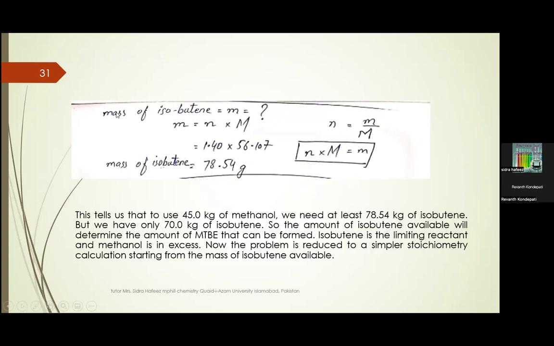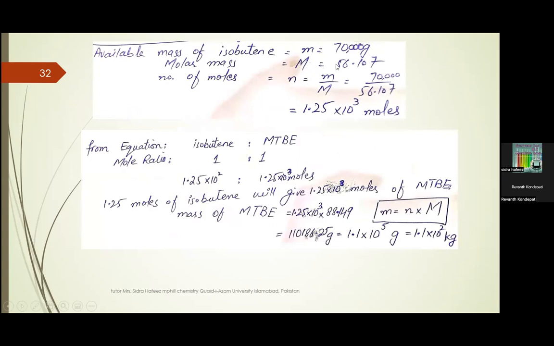So the available mass of isobutene is 70 kilograms and the molar mass is 56.107. Number of moles is mass over molar mass: 70,000 grams divided by 56.107, and you will get 1.25 into 10 to the power 3 moles. From the equation, isobutene is the limiting reactant, and you have to find out how much product will be produced from it. As 1 mole of isobutene produces only 1 mole of product, 1.25 into 10 to the power 3 moles of isobutene will produce 1.25 into 10 to the power 3 moles of MTBE. Sorry, this is not 2 here, this is 3 here.